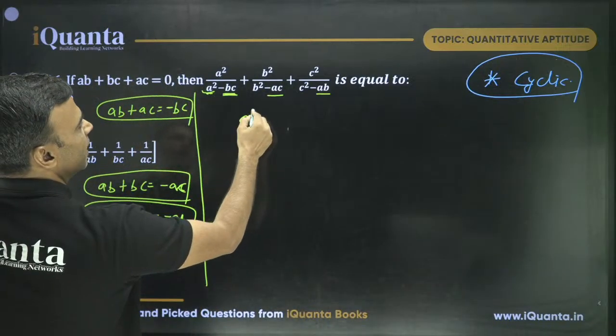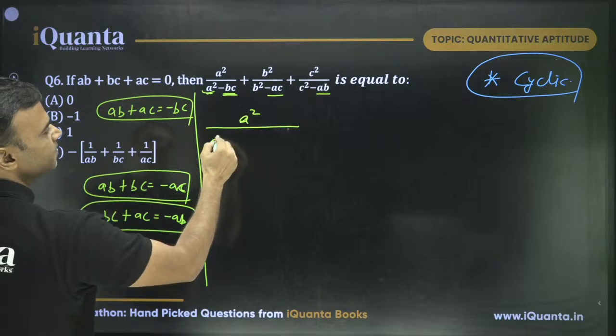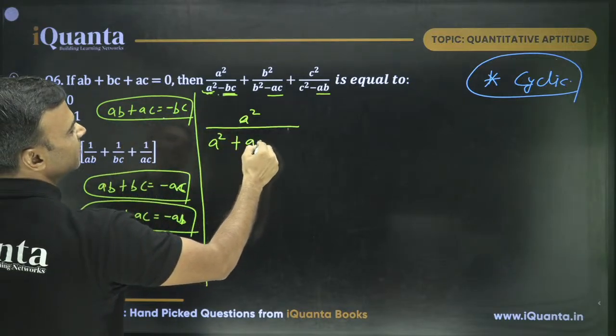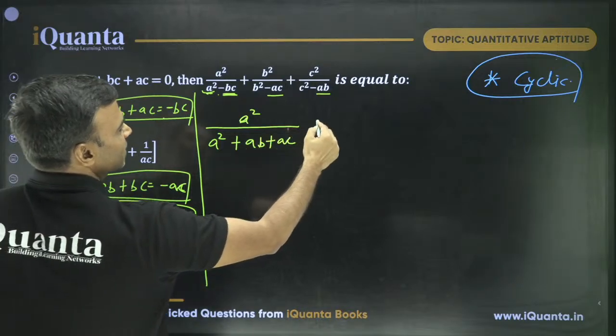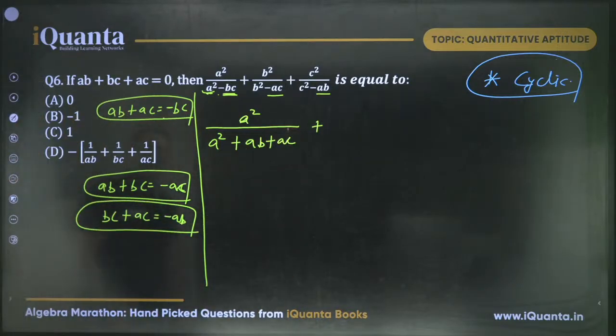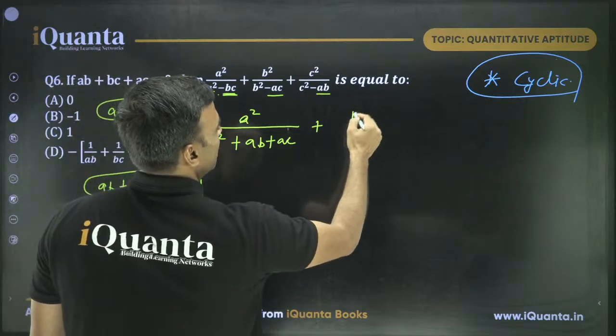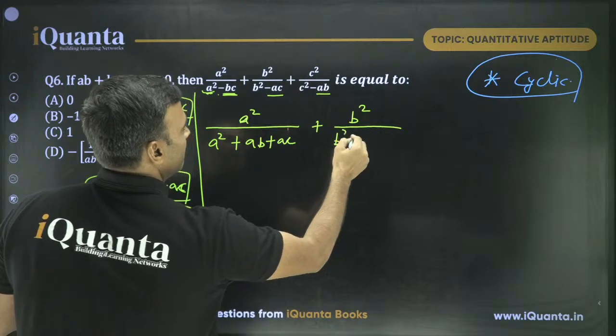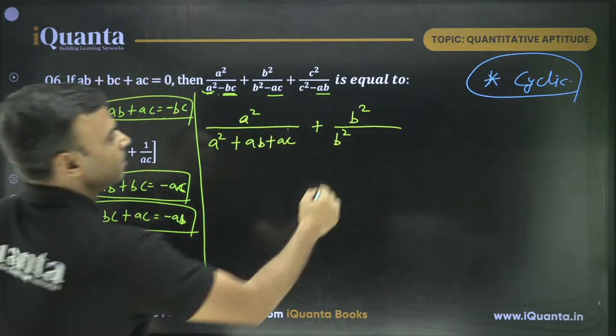It is A square divided by A square, and in place of minus BC take AB plus AC. Wow, did it not come out of your mouth? Then in the second one, B square divided by B square minus AC, in place of minus AC take AB plus BC.